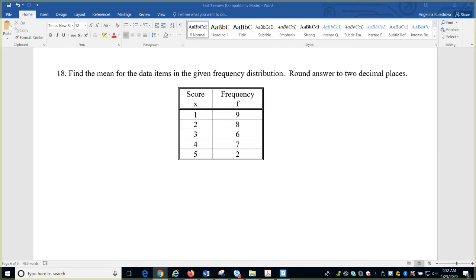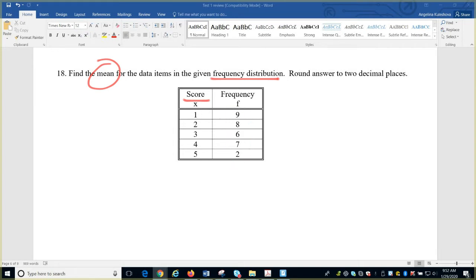Okay, so we have to find the mean given the frequency distribution table. All right, so very important to understand how to read this table. So the data values are the scores, and the frequency tells you how many people have that particular score.